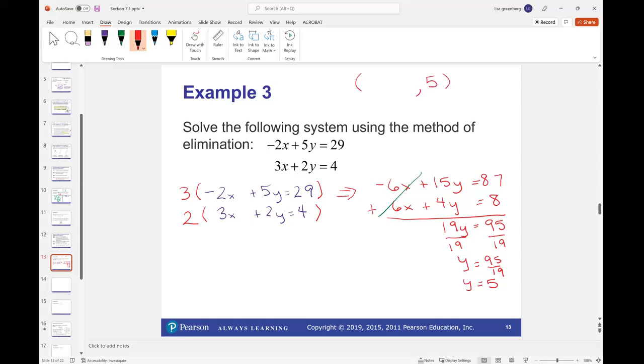Now, honestly, I can use either one of the equations to find x. So again, I think I'll pick the smaller one because it just makes things easier. So I'm going to say 3x plus 2, and we already know y is 5, times 5 equals 4. 3x plus 10 equals 4. I subtract 10 from both sides.